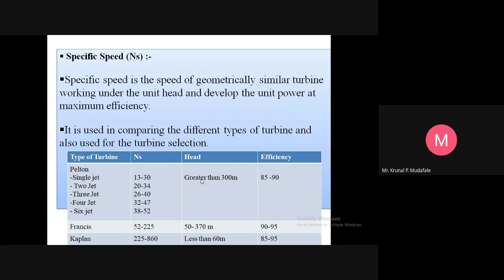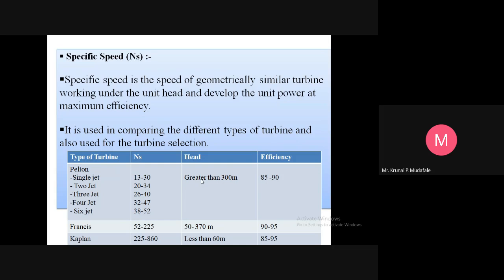According to increasing the jets of the Pelton wheel, the specific speed can be increased. Obviously, as the number of jets increases, the speed also increases. If it is a single jet, the specific speed is 13 to 30. If it is 2 jets, it is 20 to 34. With 3 jets, 26 to 40. With 4 jets, 32 to 47. With 6 jets, 38 to 52 is the specific speed of the Pelton wheel.